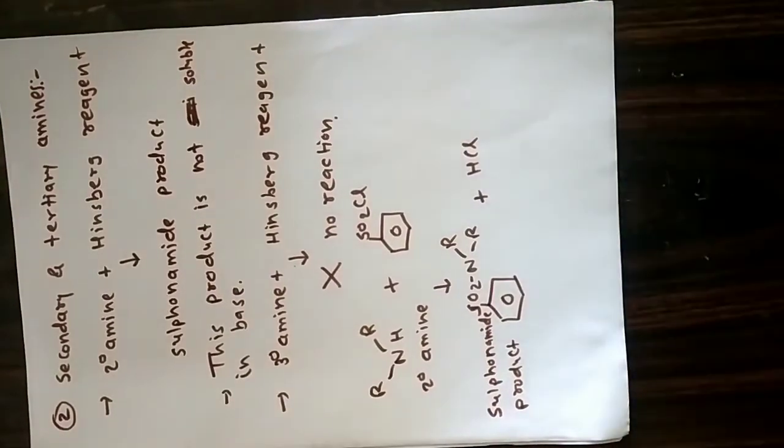Now the next pair is secondary and tertiary amine. We want to distinguish between these two compounds, secondary and tertiary amine. So for that we are going to use the Hinsberg reaction. When 2 degree amine, means secondary amine, reacts with Hinsberg reagent, it gives a sulfonamide product. Now 3 degree amine does not react with Hinsberg reagent.